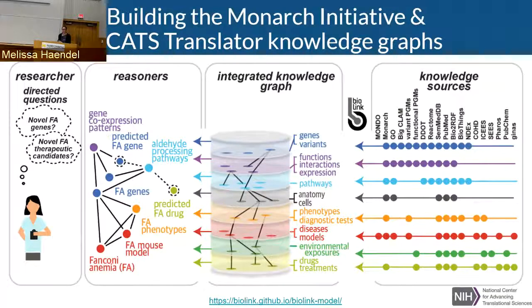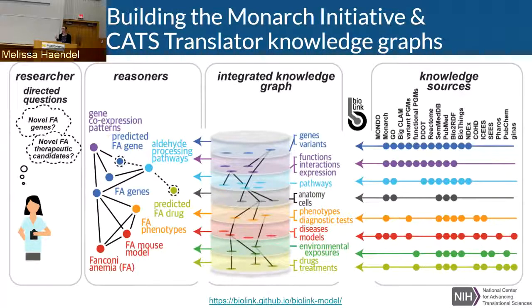We've been working as part of both the Monarch Initiative and a project called the NCATS Translator to build knowledge graphs that bring together all these different knowledge sources, which have different types of data, using a standard framework called the Biolink model, which tells us what kinds of entities are there in the world and what kind of relationships they have to each other.